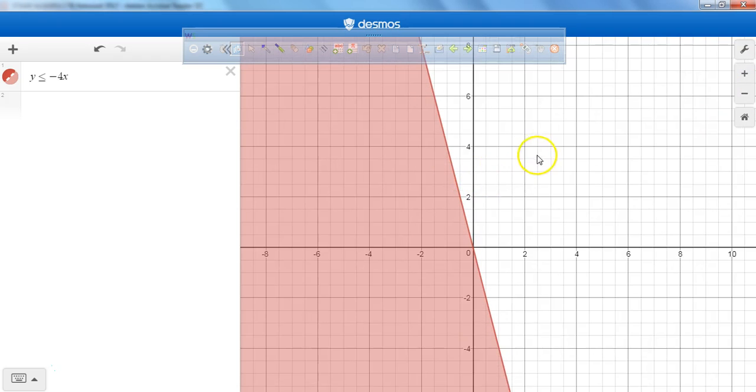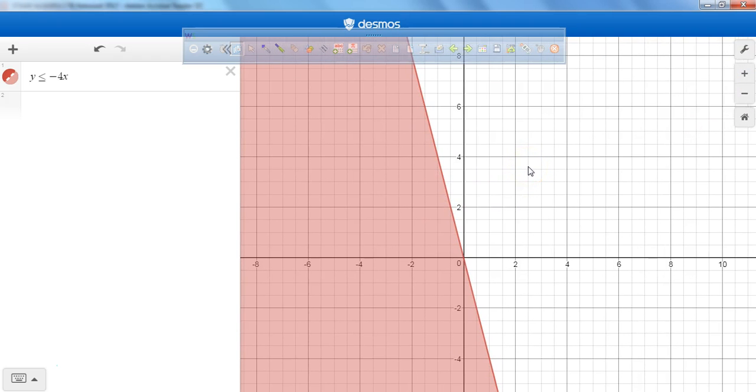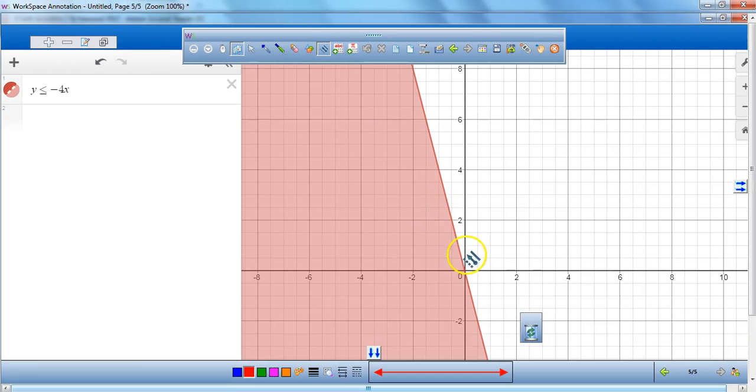I'll zoom out a little bit. Here we go so you can see it. It goes down 4 units and over 1. So here we go. So from right here, let's see if we can find it.